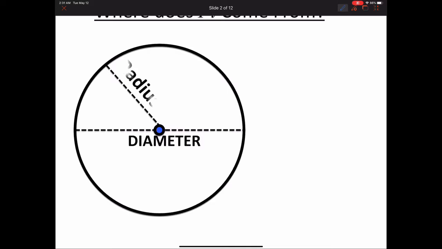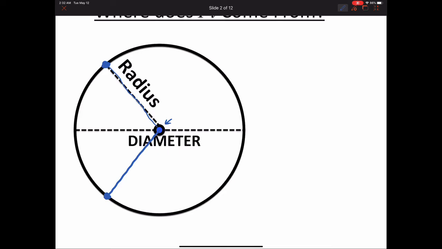Next is called the radius. Now the radius is essentially half the diameter. The radius only goes halfway. It starts at the midpoint, but it goes halfway. Another way to explain what the radius is, is like the spoke of a bike tire. That's a radius. But again, as long as they begin at the middle and go to the outside edge of the circle, then it's a radius.